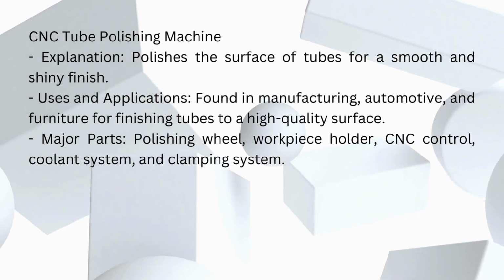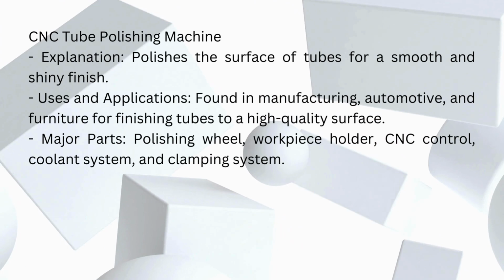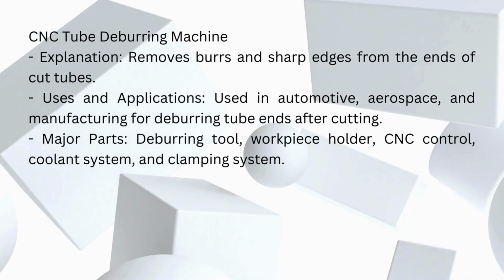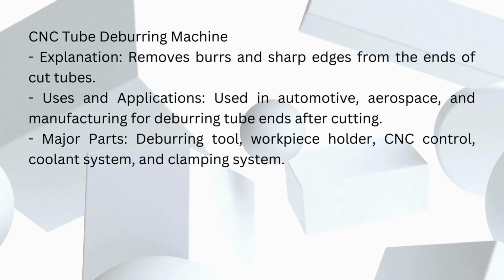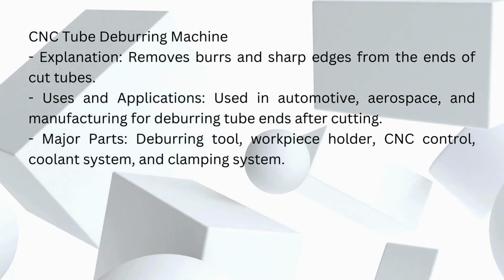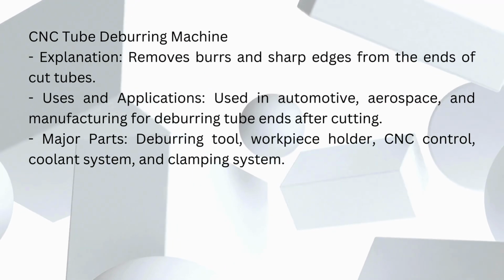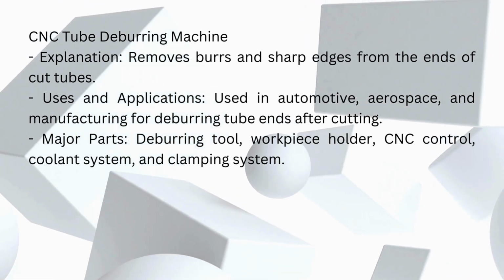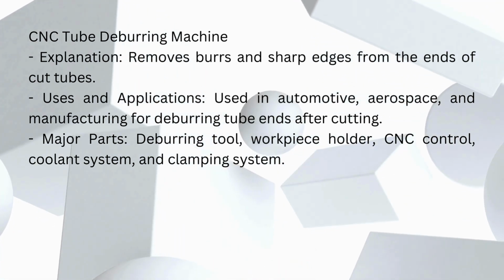Major parts: polishing wheel, workpiece holder, CNC control, coolant system, and clamping system. CNC tube deburring machine. Explanation: removes burrs and sharp edges from the ends of cut tubes. Uses and applications: used in automotive, aerospace, and manufacturing for deburring tube ends after cutting. Major parts: deburring tool, workpiece holder, CNC control, coolant system, and clamping system.